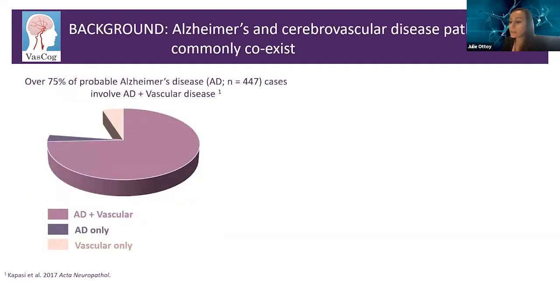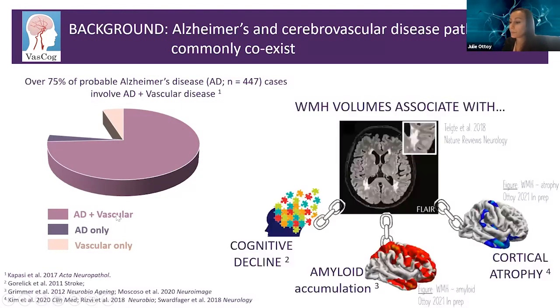So small vessel disease often coexists with the pathologic and clinical diagnosis of AD. For example, in this study, in 447 individuals, AD mixed with vascular pathology was most commonly observed in over 75% of the probable AD cases. Next. The most widely used biomarker of small vessel disease is white matter hyperintensities detected on MRI.